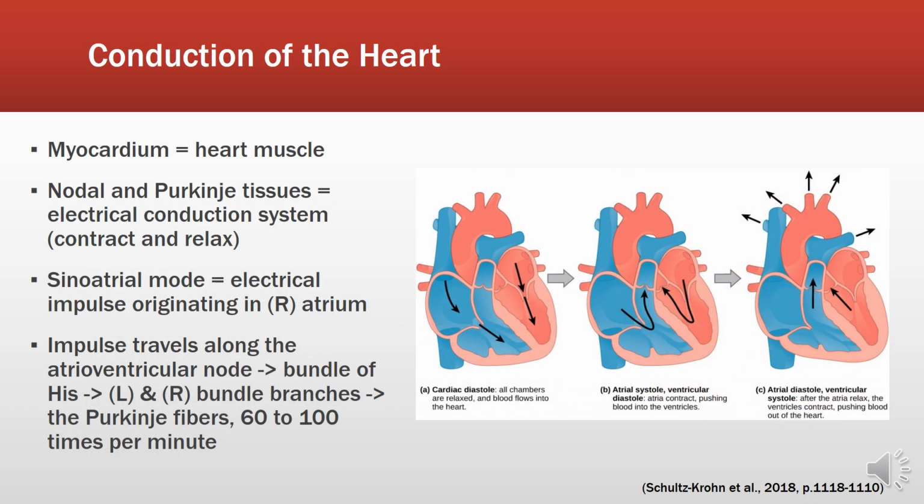So again, how does the conduction of the heart work? The heart has its muscle, called the myocardium. There are multiple layers on top of that, which we'll get into in more detail in the video that I have provided. But there are specific tissues that act as the electrical conduction system. The nodal and the Purkinje tissues provide an impulse that allows the heart to contract and relax. This allows blood to flow into the heart, to the lungs, and then from the lungs through the atrium and ventricle back out to the body.